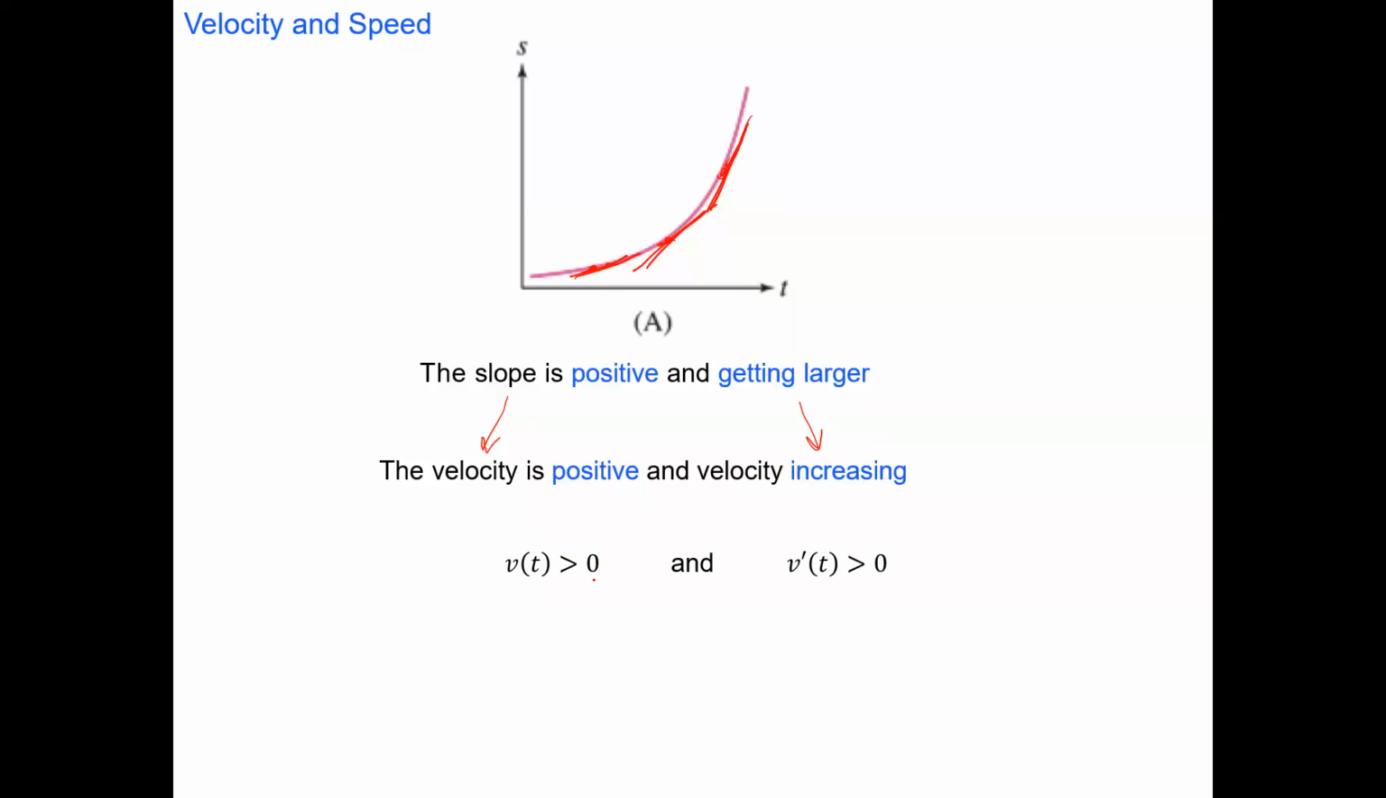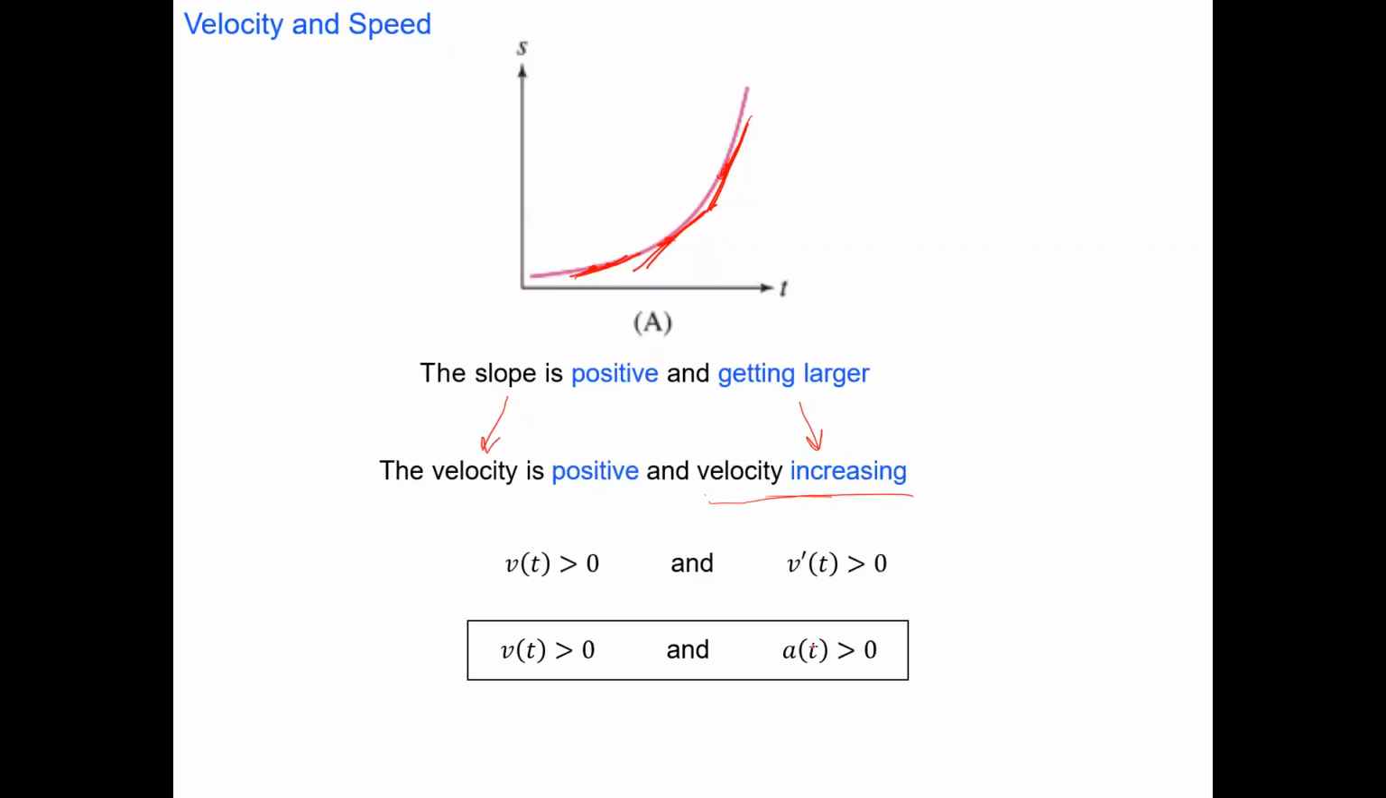Velocity is positive, velocity is greater than 0. And since the velocity is increasing, its derivative is positive. As we remember, if we have an increasing function, then its derivative is positive. That's the concept that we were talking about before. That means the derivative of the velocity is also positive. This indicates the increasing. And we just learned that the derivative of the velocity is the acceleration.